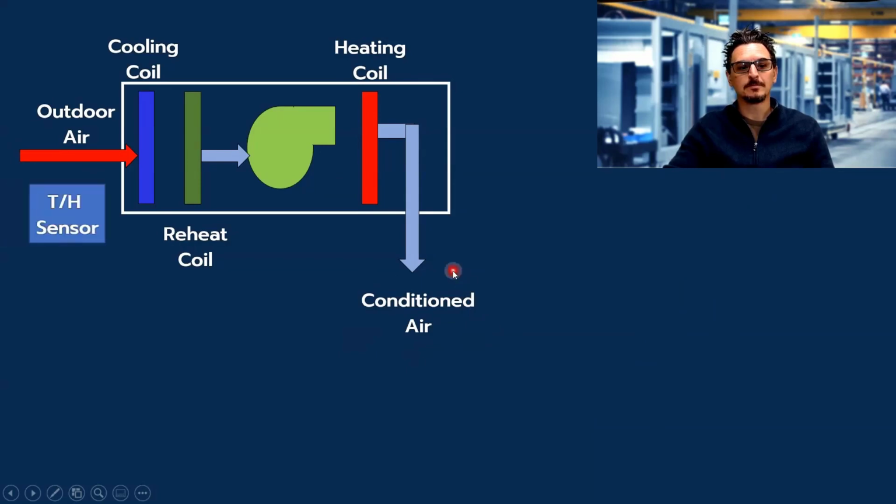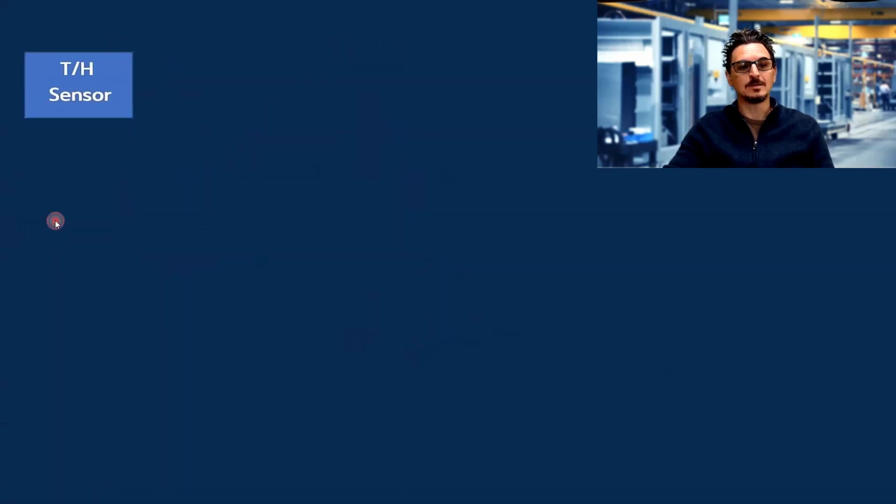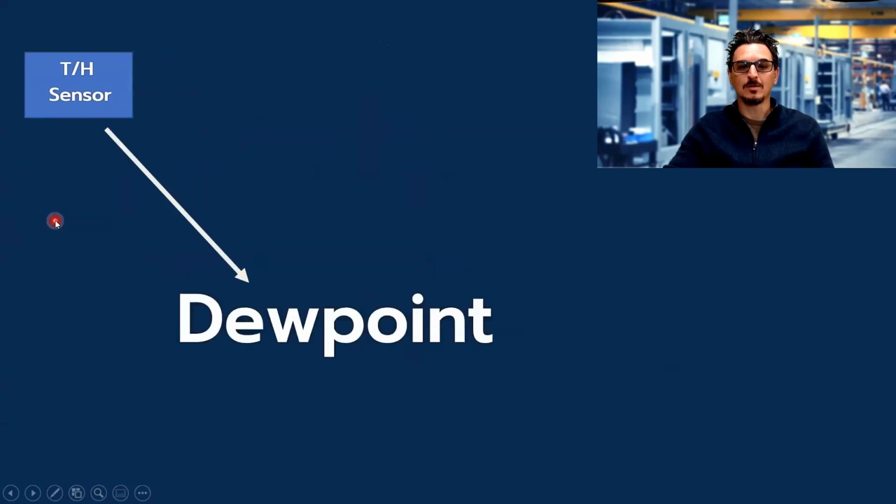What we do in a makeup air unit to determine what sequence to be in, the first thing we do is we look at the outdoor air temperature and humidity. And we take that data and we calculate what the dew point of the outdoor air is.